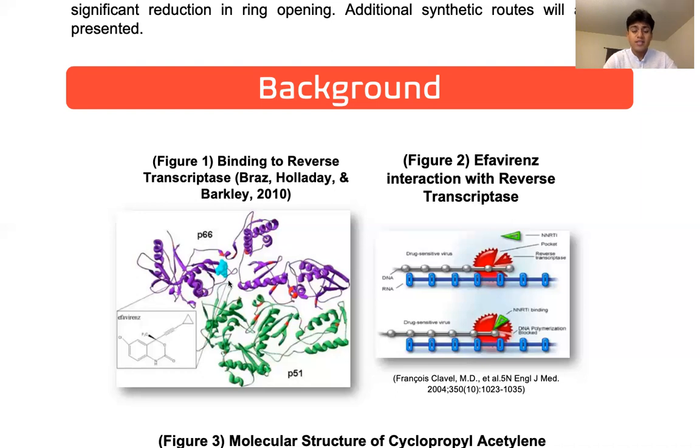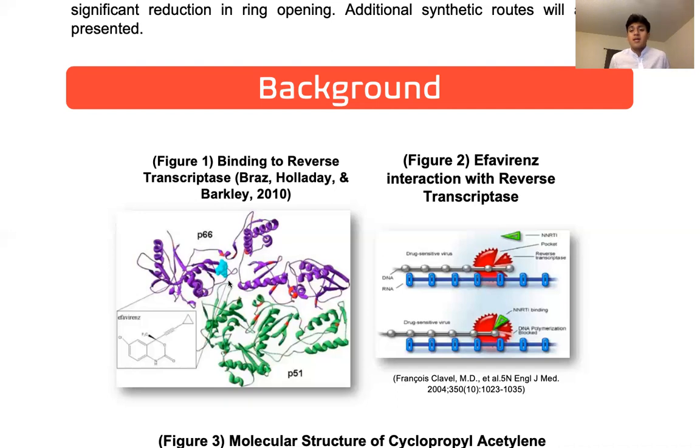And figure two is a more cartoon version of what efavirenz does. As a non-nucleoside reverse transcriptase inhibitor, it enters the pocket in P66 and thus inhibits DNA polymerization once it fits into the reverse transcriptase and results in that 40-degree shift within the actual enzyme itself, preventing its proper function.